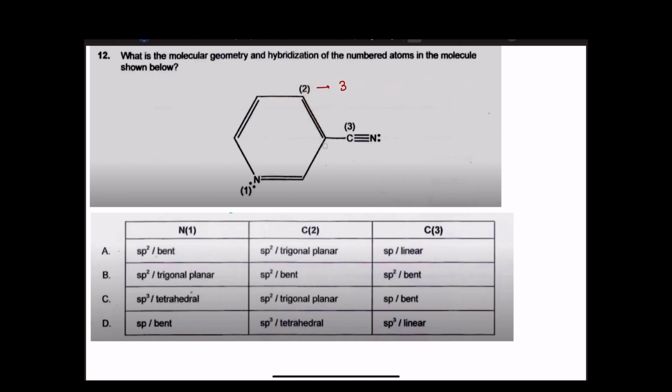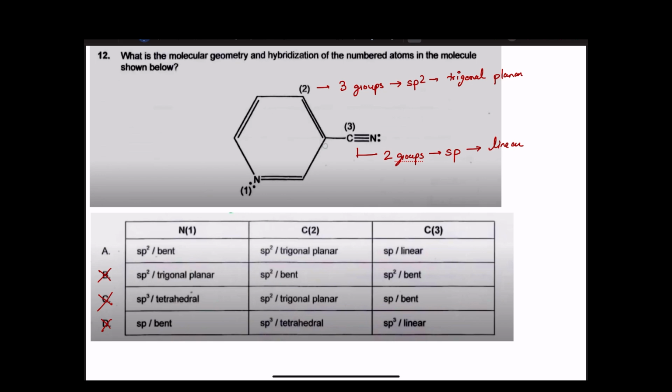This one, 3 groups. So it will be sp2, and as there are no lone pairs, it will be trigonal planar. From here, I can eliminate option B and option D. For the third one, there are only 2 groups around carbon. One is a single bond, the other one is a triple bond. So hybridization is sp, and with 2 groups and no lone pairs, it will be linear. With this, I can also eliminate option C, because it will be sp linear, not bent.